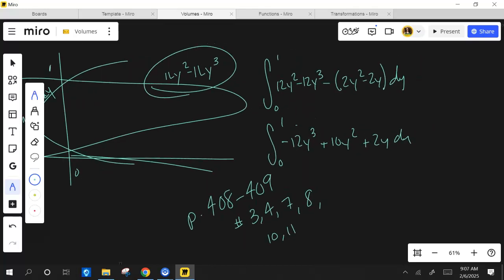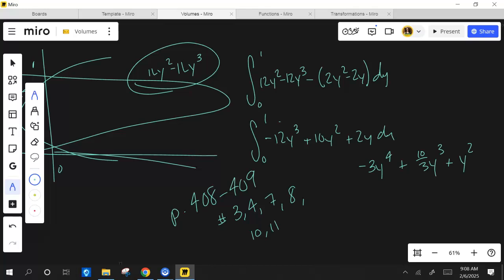If you do the antiderivative here, so add 1, divide by 4, that'd be negative 3y to the fourth plus 10/3 y cubed plus y squared from 0 to 1.